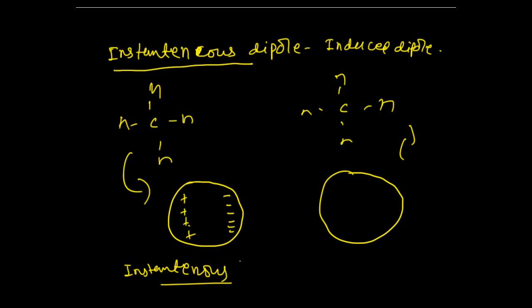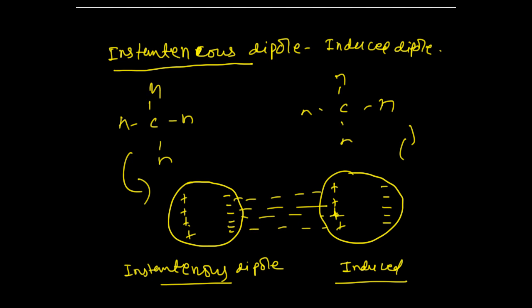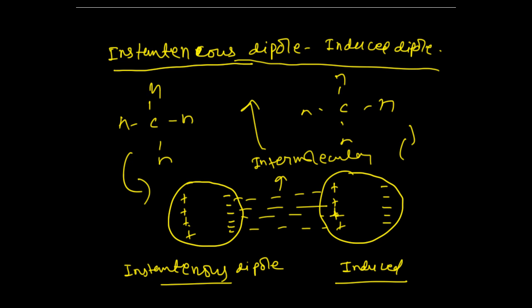So due to this, an instantaneous dipole is induced over here. How is it induced? It is induced in the same way as it was induced in the previous case. So this electron repels electron from the side and protons are attracted. So protons are concentrated in this side and electrons are concentrated in this side. So now this electron and proton form bonds and this bond is called intermolecular force. This is the instantaneous dipole and induced dipole force.